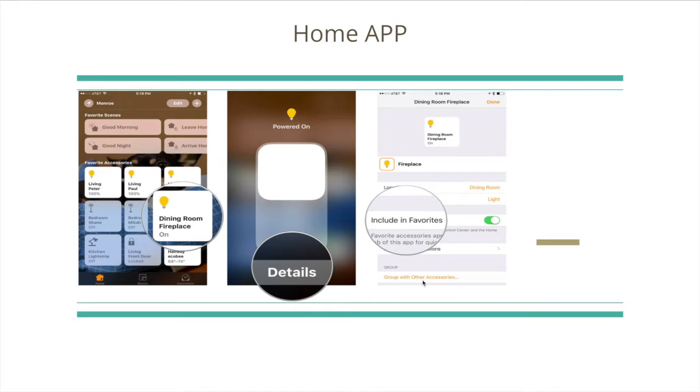The Home app is very easy to use. It's simple. It's basically just tap on the tile. If you want to turn on a light, you just touch the tile. You can also use 3D Touch on the tile to do some more complex actions. For example, the quick controls.